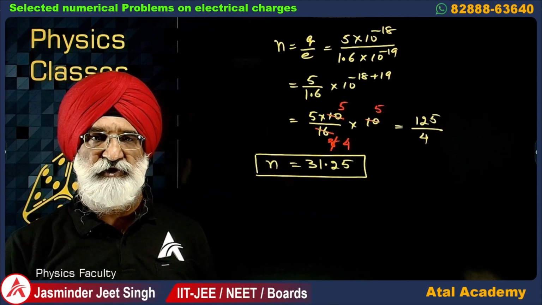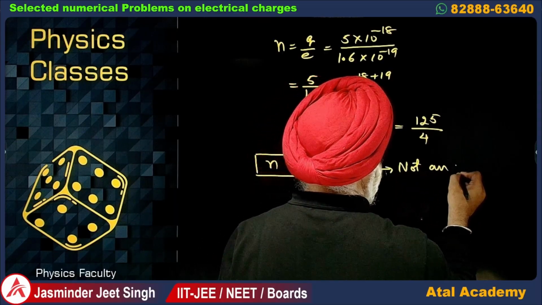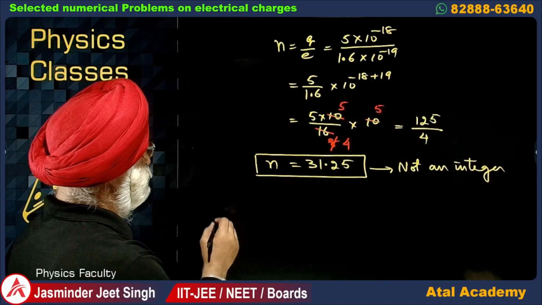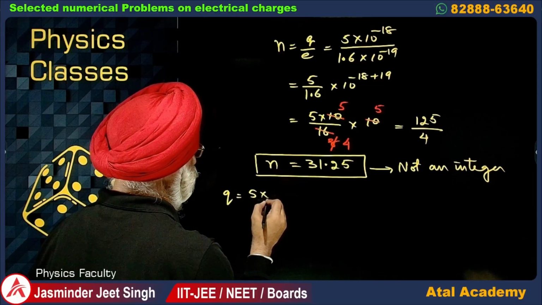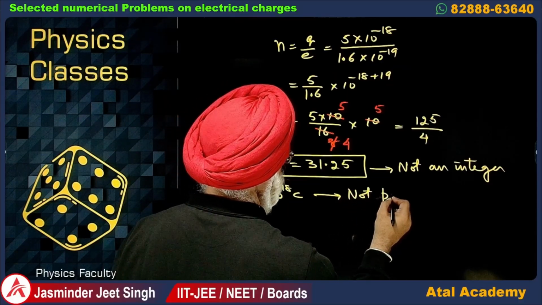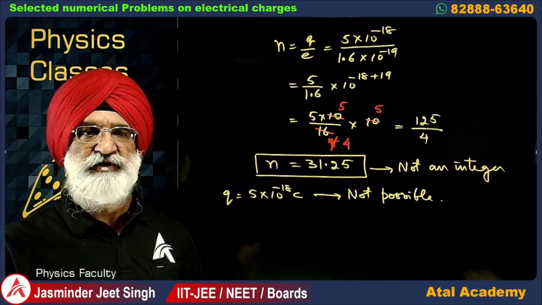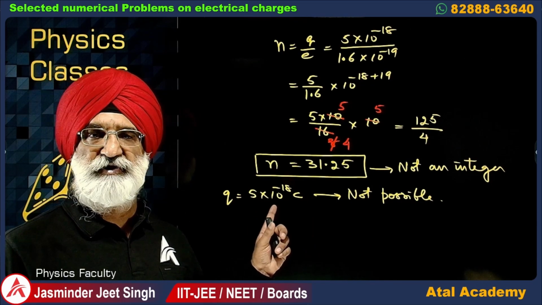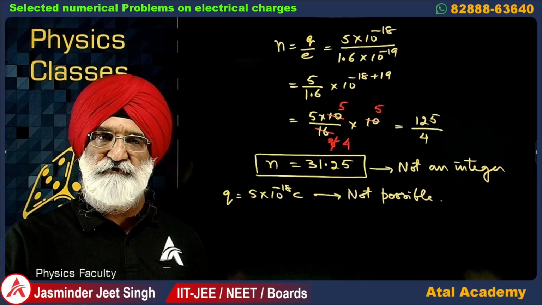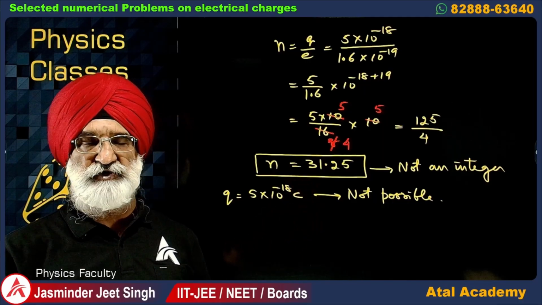Since N is 31.25, this N is not an integer. Since N is not an integer, a charge equal to 5 into 10 to the power of minus 18 coulombs is not possible. Why is it not possible? Because if a positive charge of 5 into 10 to the power of minus 18 coulombs is to be given to that body, we have to remove so many electrons. That means 31.25 electrons are to be removed.